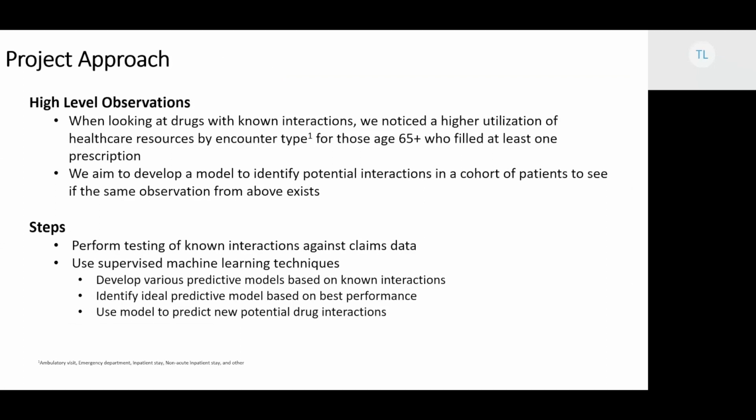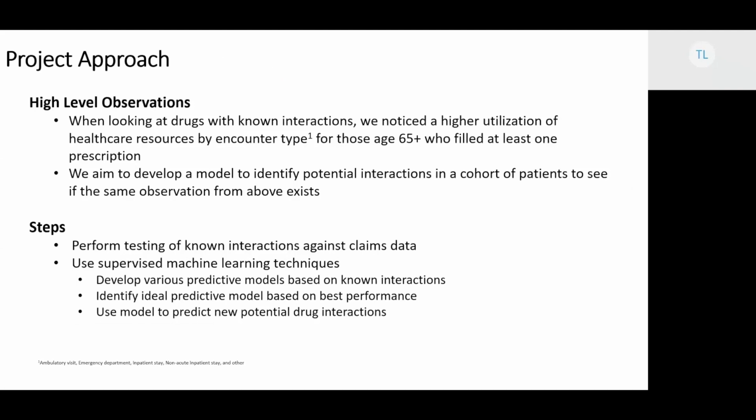So we began with several databases, and the one that we ultimately used was DrugBank. When we looked at the data that we had, a high-level observation was that with the known interactions, we noticed a higher utilization of resources for those 65 years or older who filled at least one prescription. So we wanted to develop a model to identify potential interactions in a cohort of these patients, and we ended up choosing a cohort of patients that had major depression. And we wanted to see if the same observation from above exists in this cohort of patients.